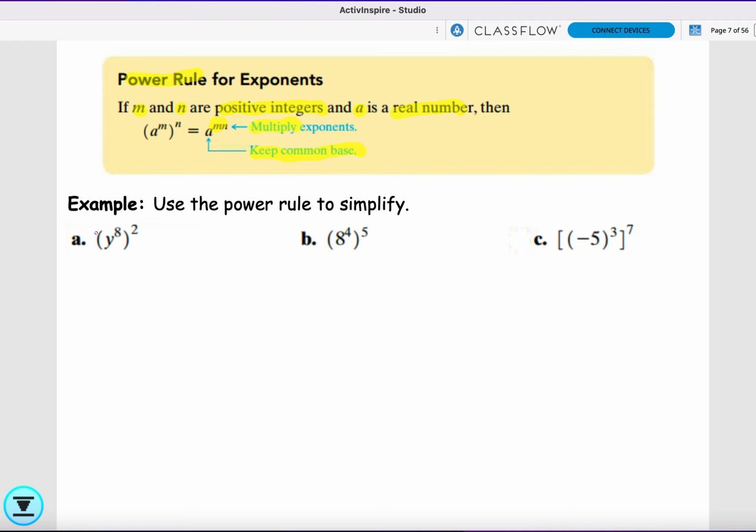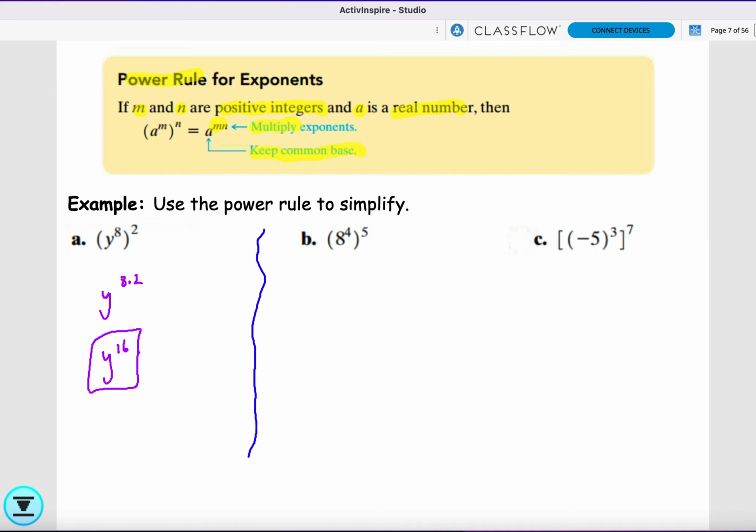So look at this example. Use the power rule to simplify y to the 8th to the 2nd power. That's going to be the same thing as y to the 8th times 2. We're going to multiply 8 times 2. 8 times 2 is 16. So that's the final answer: y to the 16th, because we multiplied the exponents. Okay?